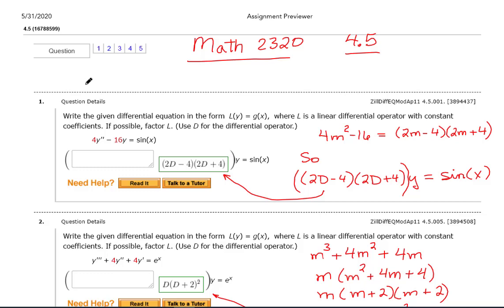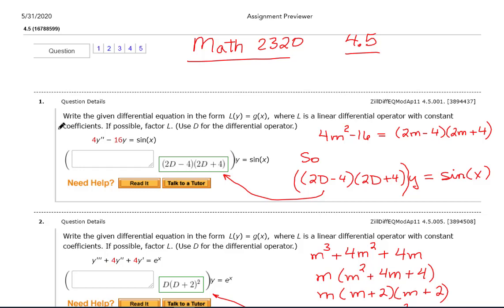Welcome to Math 2320, Section 4.5. This is a fairly easy section and won't take too long for you. In this case, we'd like to take our differential equation and write it as a linear differential operator.